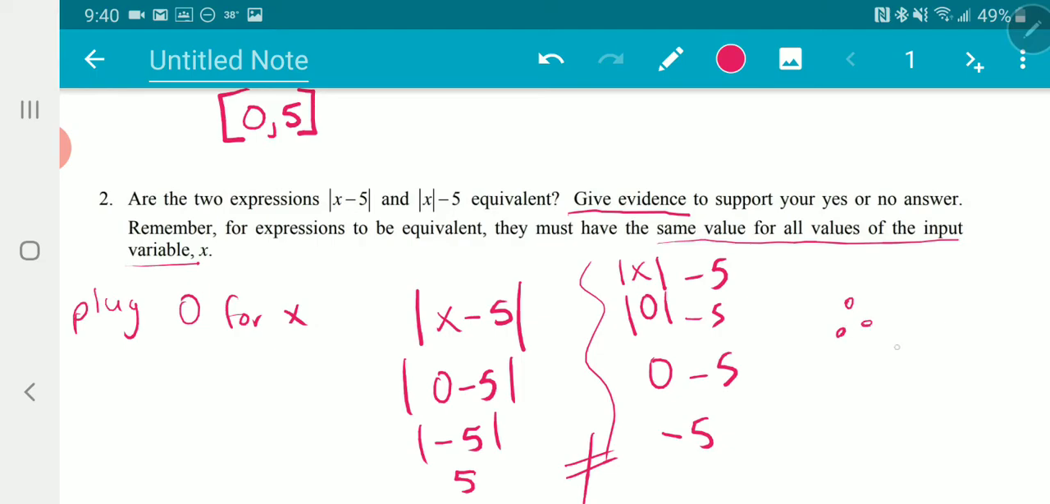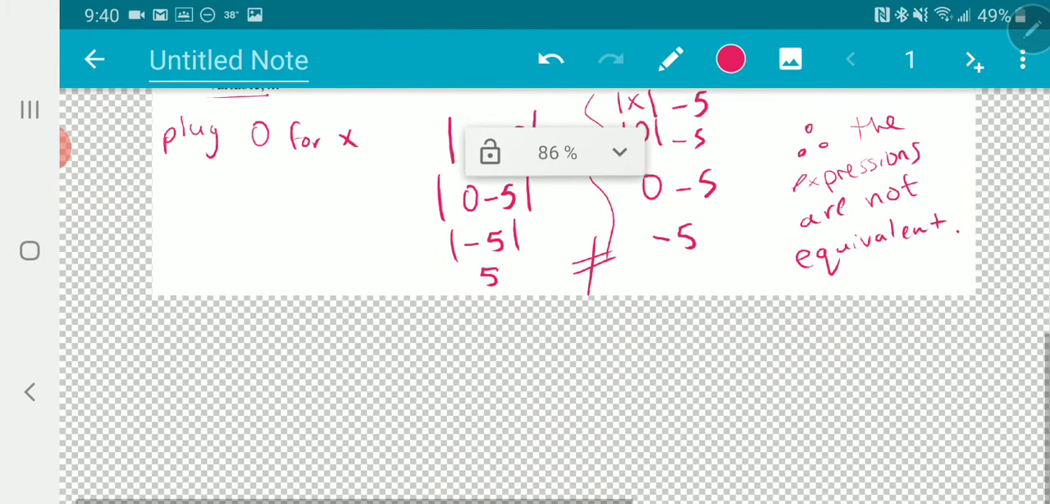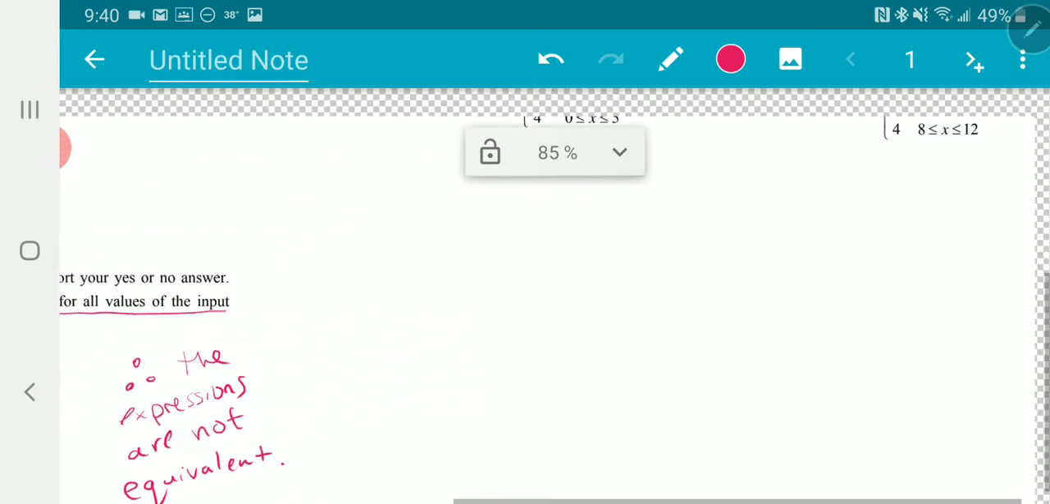And we could say, therefore, the expressions are not equivalent. Okay, and that is the answer for number 2. And where did I put number 3 over here?